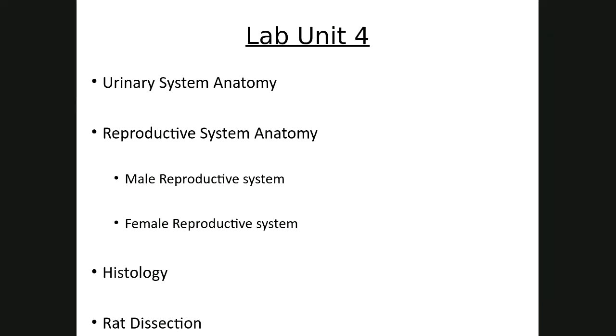All right, so this will be the last lab manual or fourth lab unit for the semester. This unit is focusing on urinary system anatomy, reproductive system anatomy, and the histology of urinary and reproductive systems. We're not going to be doing a rat dissection.